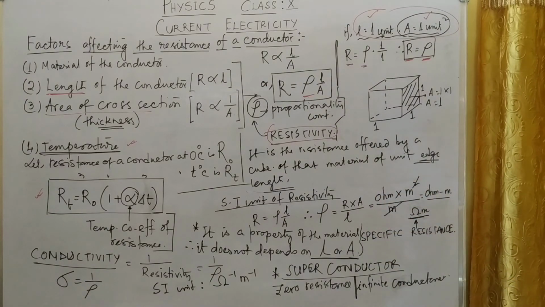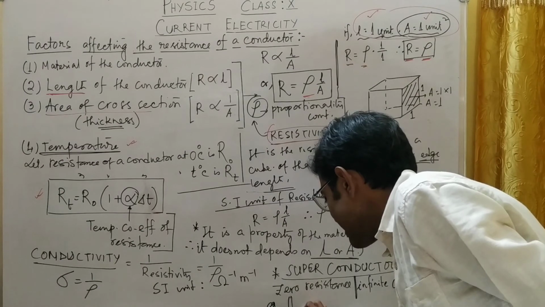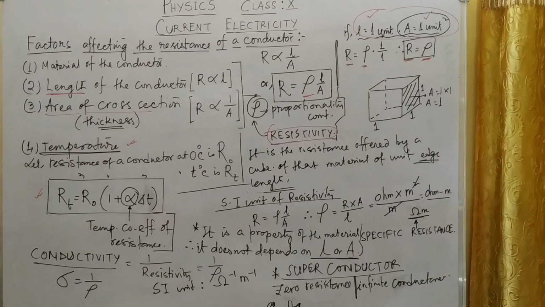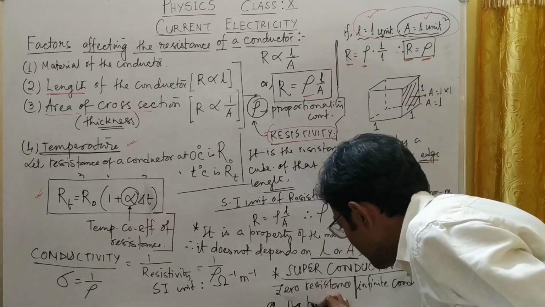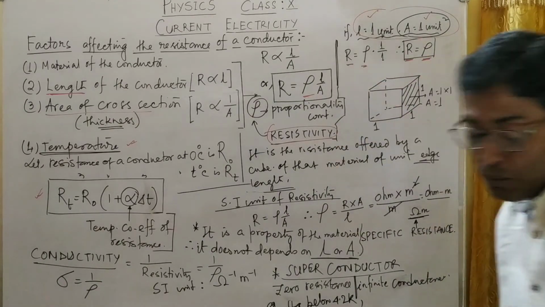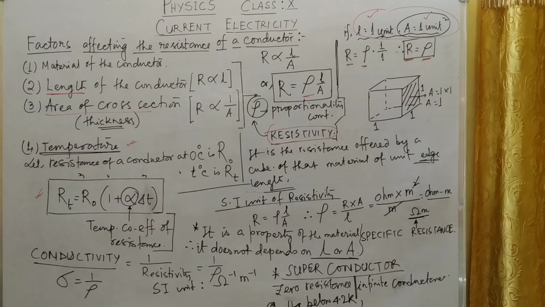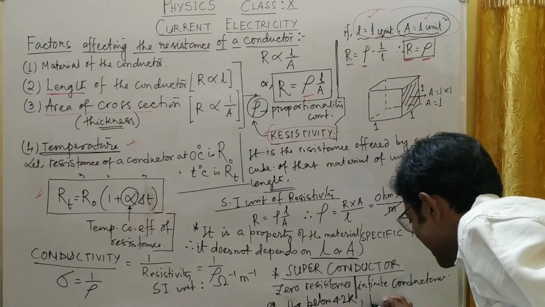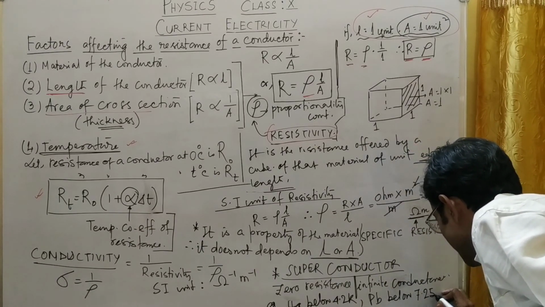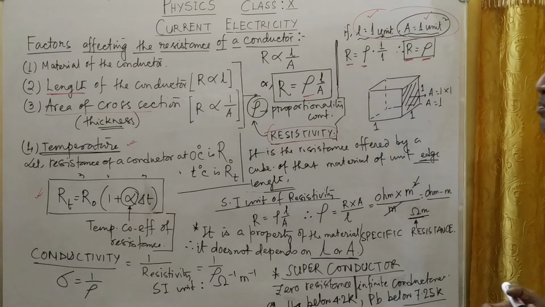So I can give you one example of a superconductor. Remember, it can be taken as mercury. Example I am giving, say mercury, Hg. Hg below 4.2 Kelvin, a very low temperature. And one more example I can give you, say lead below 7.25 Kelvin. Lead below 7.25 Kelvin.